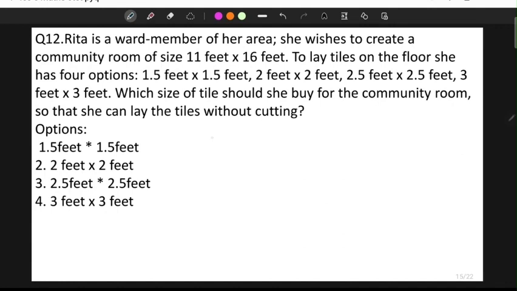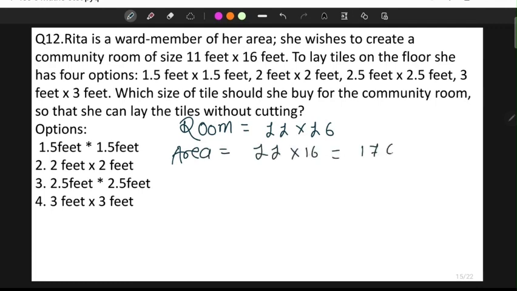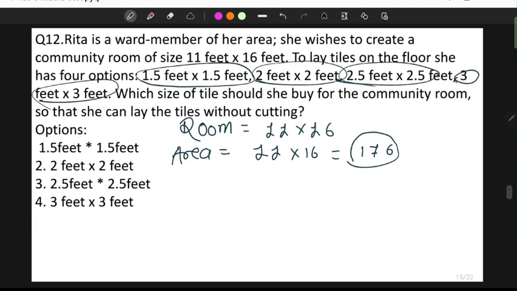The question is that they have given us the room size in which Rita wants to lay the floor, that is 11 into 16. Let us calculate the area. The area is equal to 11 into 16, which gives me 176. So the area of the community room is 176. Now they have given us 4 different options of tiles, but we have to lay the tiles in such a way that we do not cut the tiles and we floor the whole room.